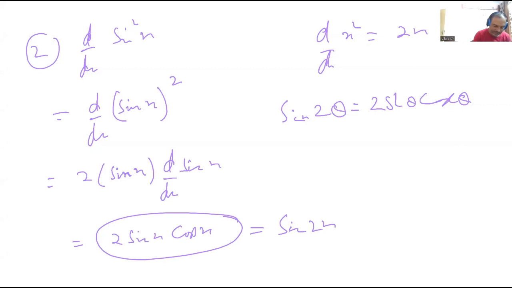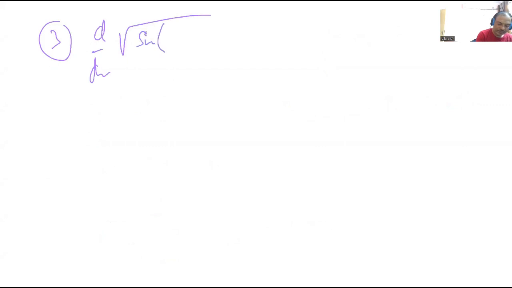Now, let's start with one more. For example, you have d by dx of square root of sine 5x cubed. See, the question is very interesting. We have to differentiate three things, one by one. First, we have to go with the outermost part. And here the outermost part is under root x. The parent form is d by dx of root x.